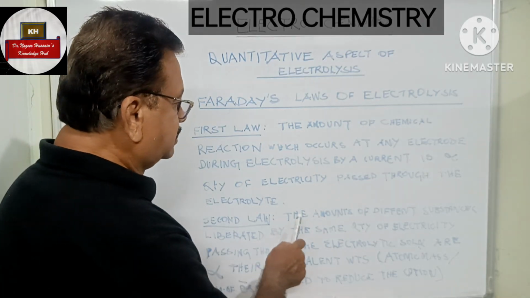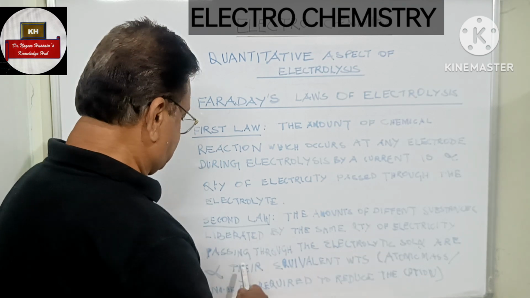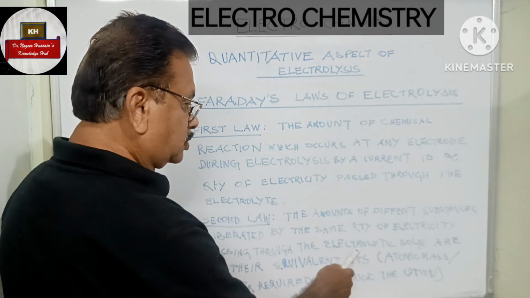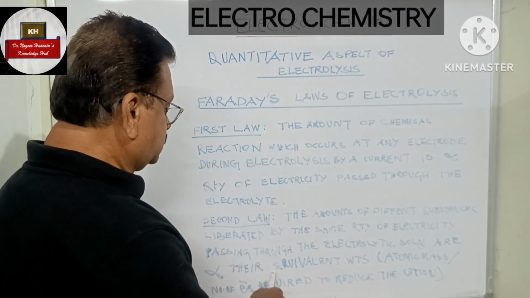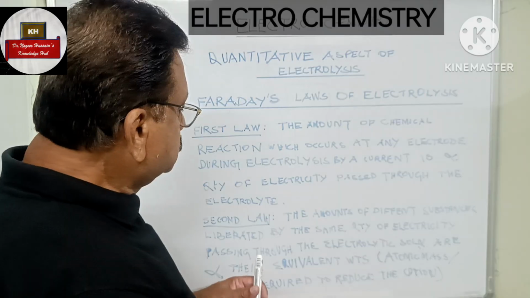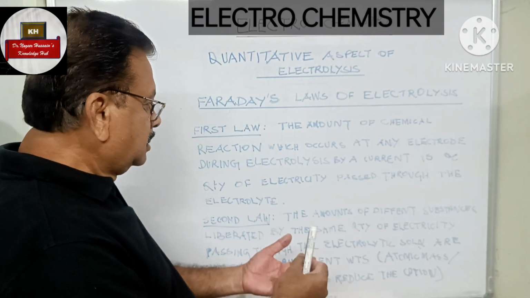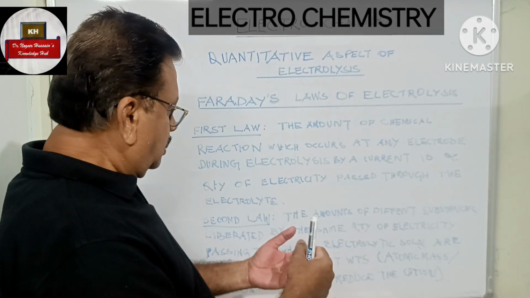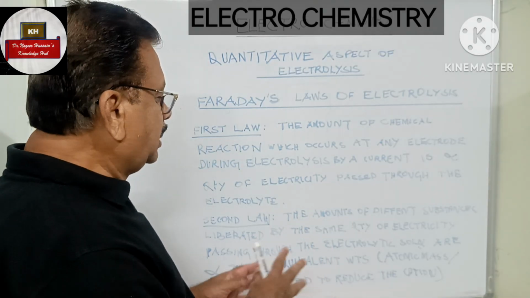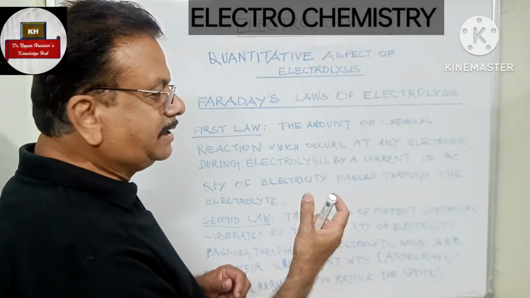I will read once again. The amounts of different substances liberated by the same quantity of electricity passing through the electrolytic solution are proportional to their equivalent weights, for the same quantity of electricity.